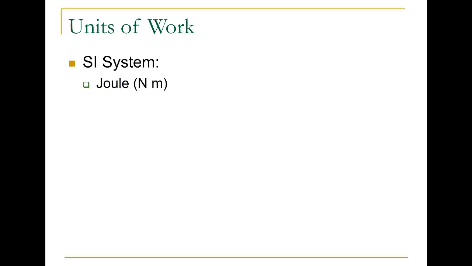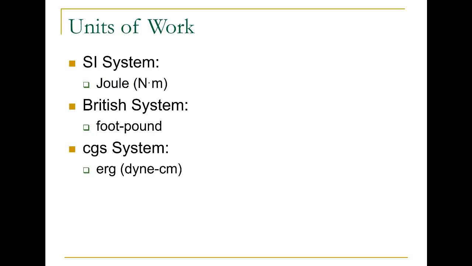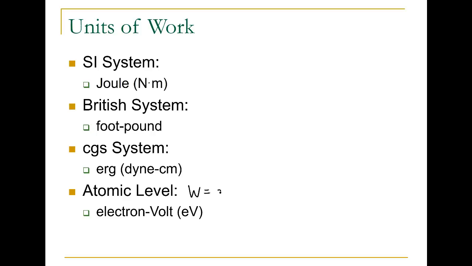Work in the SI system is the joule, which is the newton times the meter. It could also be foot-pounds in a British system. In CGS, the unit that you see pretty often is called the erg, and this is used a lot in astrophysics. Dynes and centimeters and ergs are all very common for astrophysics. At the atomic level, work can be measured in electron volts. As we'll study in E&M, work is equal to charge times something called voltage. That's where the electron volt comes from.